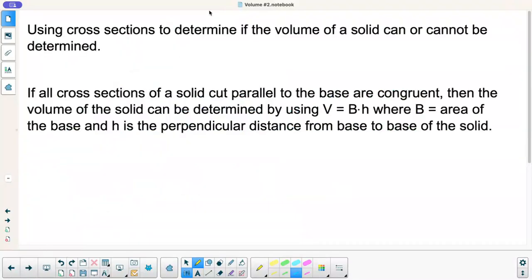So using cross sections to determine if the volume of a solid can or cannot be determined. If all cross sections of a solid cut parallel to the base are congruent, then the volume of the solid can be determined by using volume equals base times height, where B equals area of the base and H is the perpendicular distance from base to base of the solid.